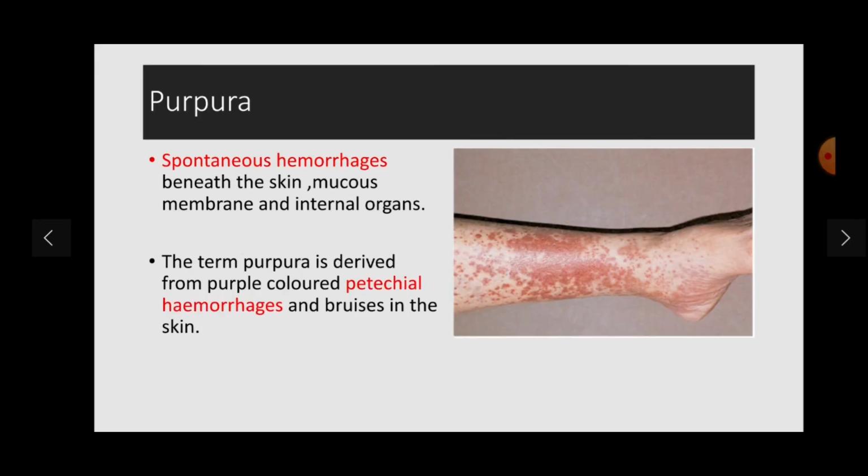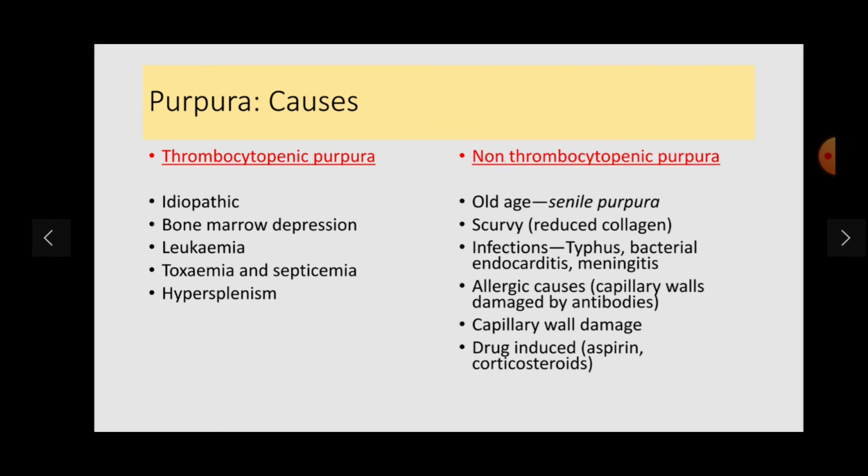Purpura are a group of bleeding disorders that occur because of spontaneous hemorrhage beneath the skin, mucous membrane and internal organs. The term purpura is derived from the purple colored petechial hemorrhages and bruises that occur in the skin. Causes of purpura: thrombocytopenic purpura and non-thrombocytopenic purpura. Thrombocytopenic purpura occurs because of a decrease in the platelet count.